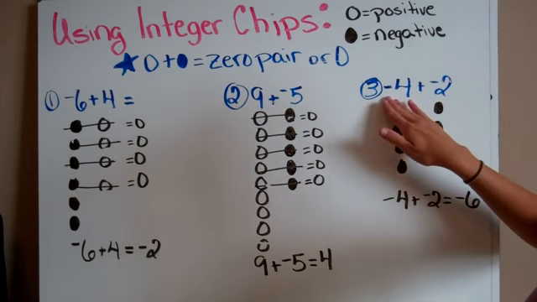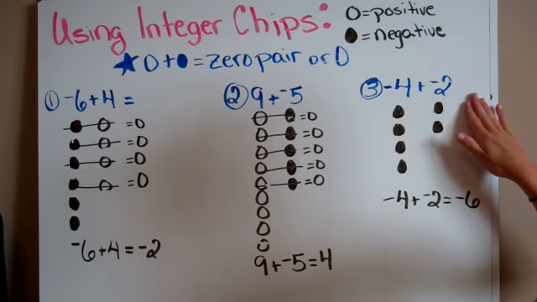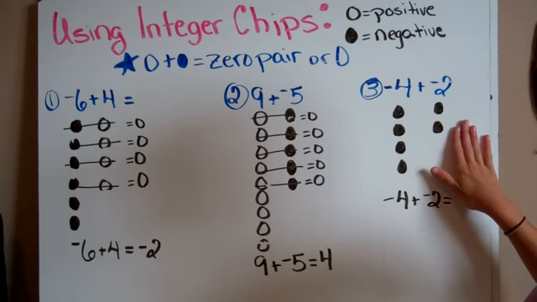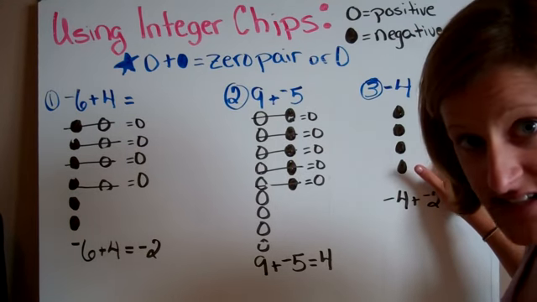Now this one I have negative 4 plus negative 2. Now I do my 4 negative chips and 2 of my negative chips. Now these I don't have any 0 pairs.